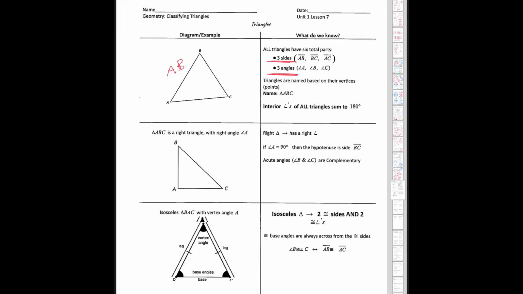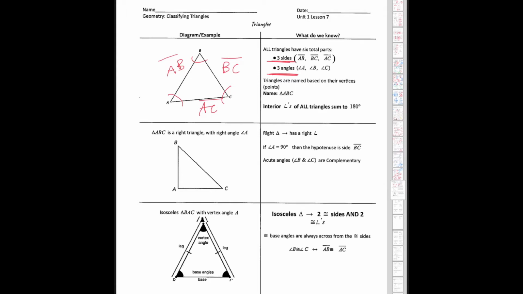So we have side AB, we have side BC, and then we have side AC or CA. You could say any of these in reverse. It doesn't matter which vertex you say first, as long as you indicate that it's a side. Then we have our 3 angles, A, B, and C here. So angle A, B, and C.